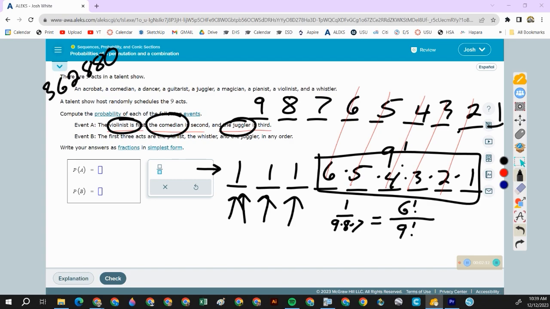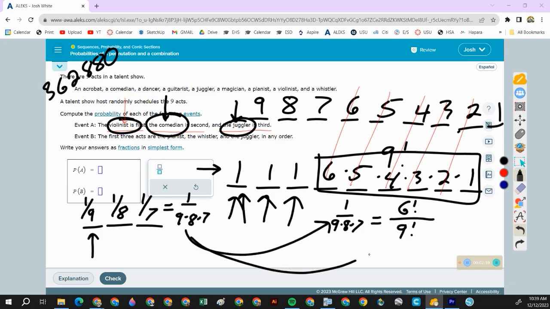It's not the way that I would do it. I would just put out my 3 spots and say, what is the probability of drawing the violinist first? Well, that would be 1 out of 9. And what is the probability of drawing the comedian second? That would be 1 out of 8. And then the juggler third would be 1 out of 7, which is 1 out of 9 times 8 times 7, which matches this and matches that.